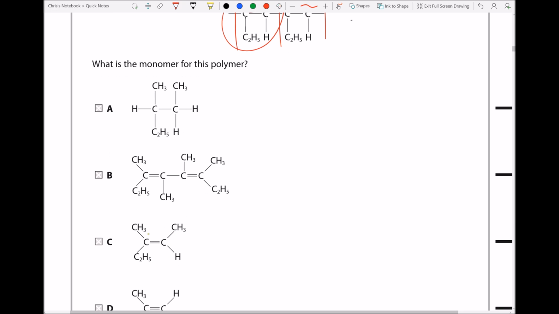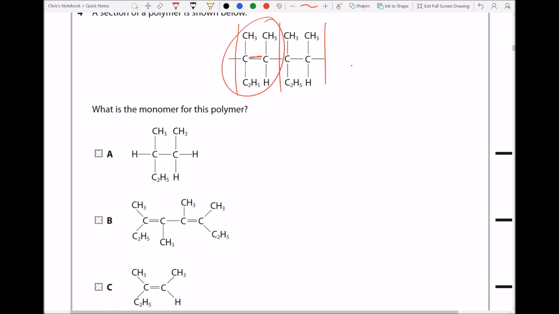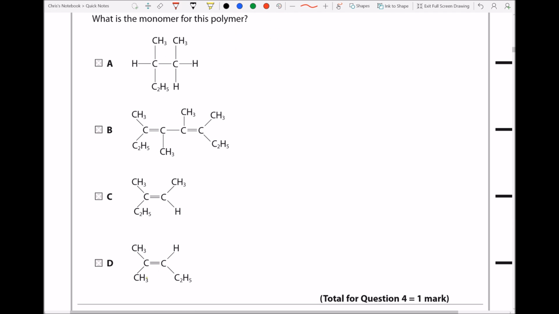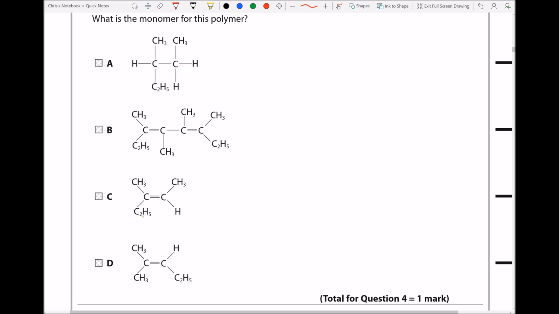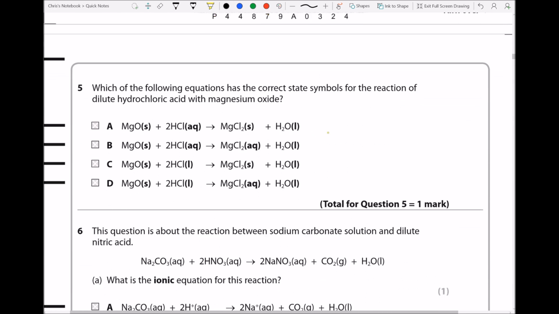If we look at C, it looks likely. There it is, C2H5, carbon, CH3, CH3, CH. There you go. It looks exactly like what we're looking for with the double bond. So that is the monomer. But let's have a look at the other one as well. This one's got CH3, CH3, C2H5 and H. This one's just flipped around. But you can see clearly that CH2, C2H5 is on the bottom left-hand side. And that one matches that one, so it can't be that one. So the answer is C. Nice and easy. Okay. Right, on to the next question.